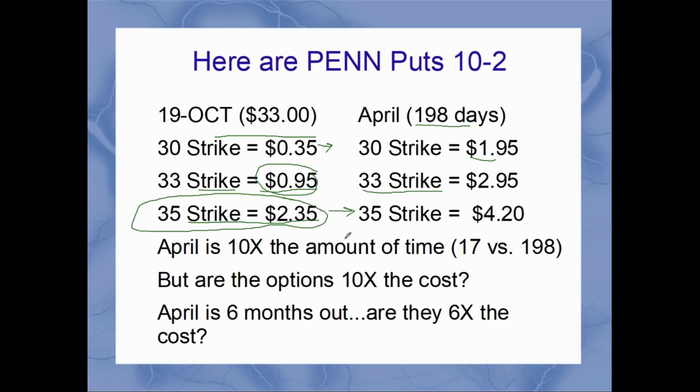But are the options 10 times the cost? No. When we look at April versus October, April's 6 more months out in time than October expiration. But with the exception of the out of the money 30, the other options are not 6 times the cost. We get a lower price per day for insurance by buying further out in time.